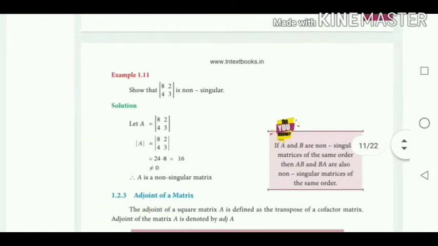The next question, show that 8, 2, 4, 3 is non-singular. Okay, so here also I am taking A equal to 8, 2, 4, 3. Determinant of A equal to 8, 2, 4, 3. So cross multiply, 8 into 3, 24. Then 4 into 2, minus 8. You are getting 16. 16 is not equal to 0. Therefore A is a non-singular matrix.